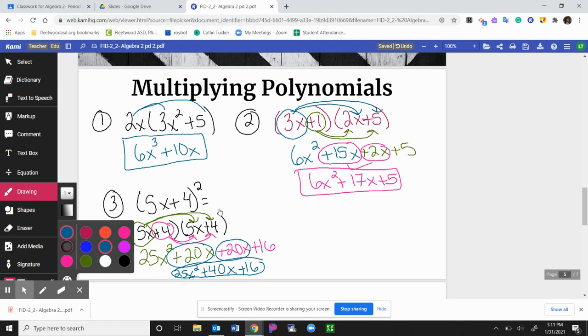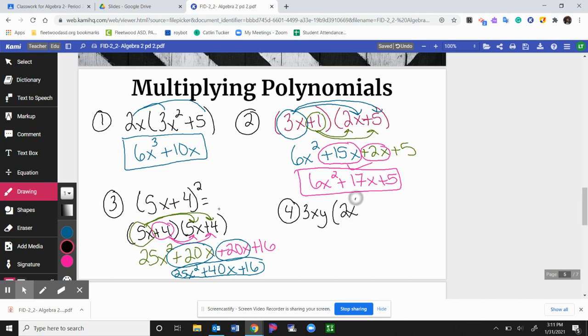Okay. One more that I want to go over with you guys. Say that we have something that's much longer: 3x times 2x squared plus a 5y, let's actually make that look like a 5, minus 3. So this is just a longer version of the distributive property.